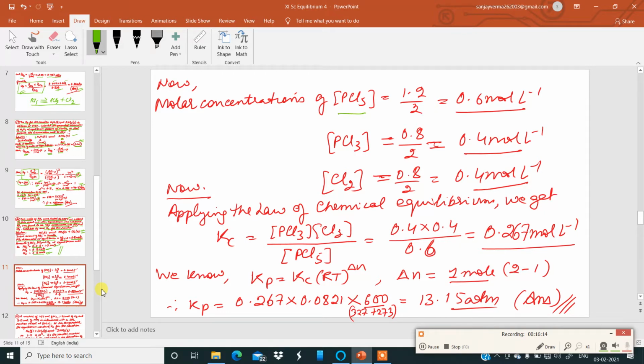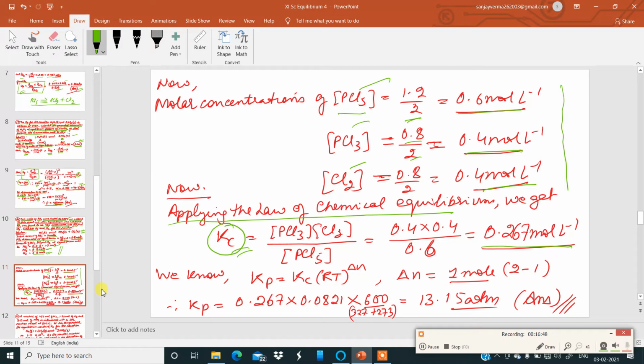We know the number of moles, so 1.2 by total number 2, 0.6. 0.8 by 2, that is coming to 0.4. Same thing here, 0.4. Now once we have known the molar concentrations of phosphorus pentachloride, phosphorus trichloride and chlorine gas, we apply the law of chemical equilibrium and put the values of these molar concentrations and get the value of Kc as 0.267 moles per liter. This Kc means equilibrium constant in terms of concentration.